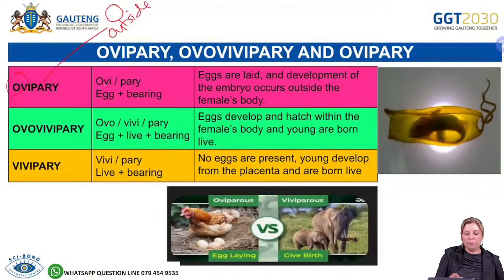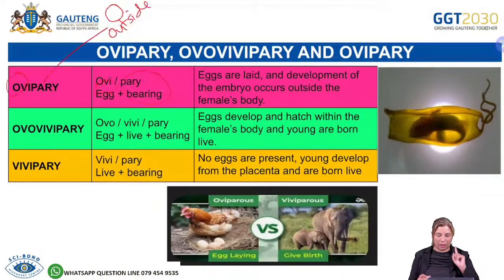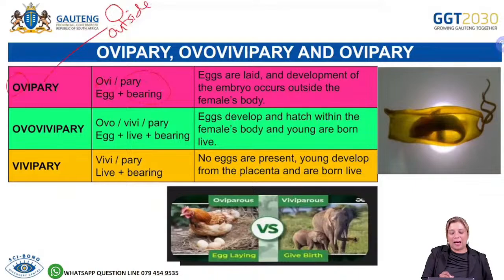So there's ovi meaning egg, isn't it? And pari meaning bearing. So that means it's going to be, let's read what we have just discussed now. Eggs are laid like a chicken, eh? And the development of the embryo occurs outside the female's body.